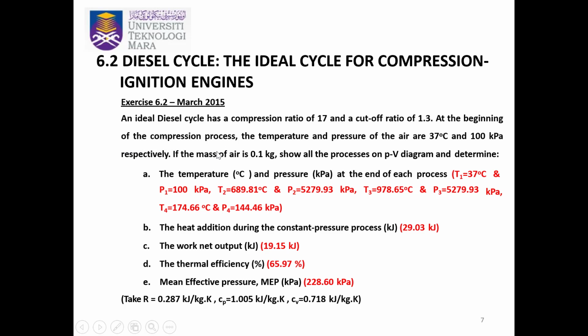Okay, at the beginning of the process, the temperature and the pressure of the air are 37 degree Celsius, so tukar kepada Kelvin, and 100 kilopascal respectively. Okay, ini 100 kilopascal dia punya pressure at T1 dia. If the mass of air is 0.1 kg, show all the process on PV diagram. So lukis PV diagram lah.